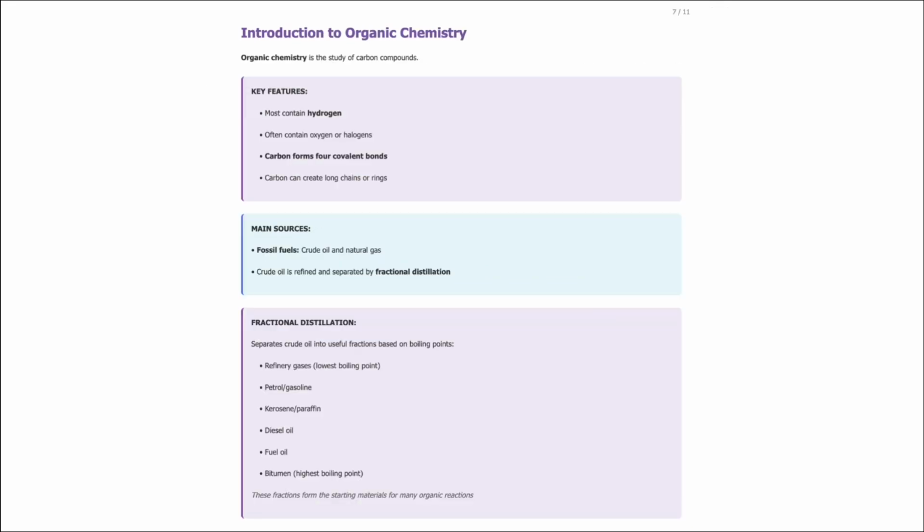Organic chemistry focuses on carbon's unique ability to form long chains and complex molecules. Hydrocarbons, made of carbon and hydrogen, come from crude oil. Fractional distillation separates this crude oil into useful fractions like petrol and diesel based on boiling points, forming the starting materials for many organic reactions.